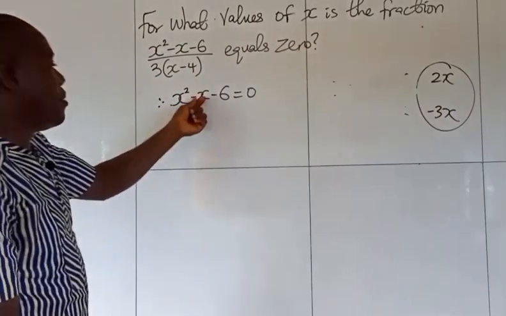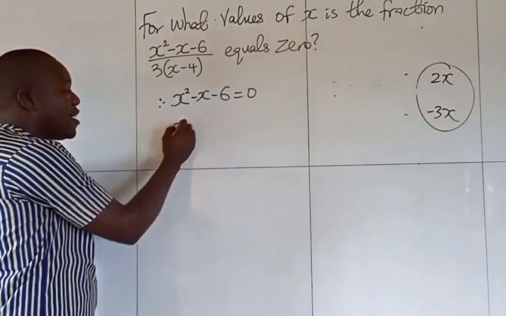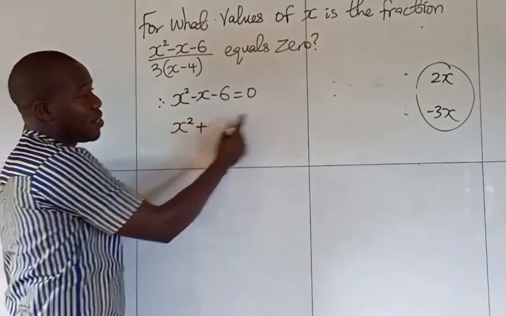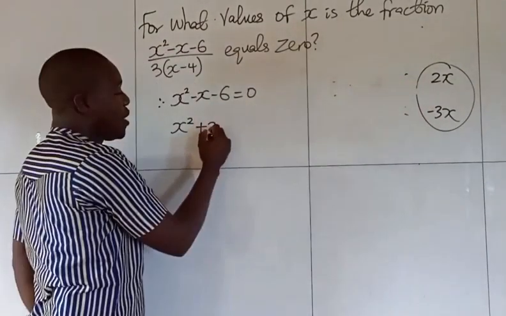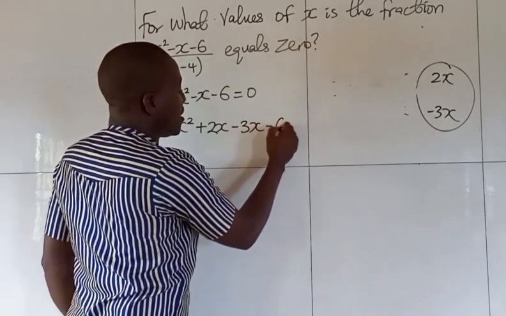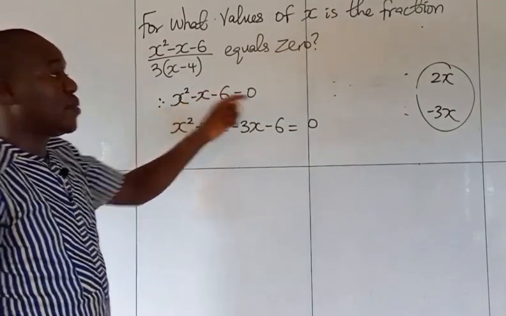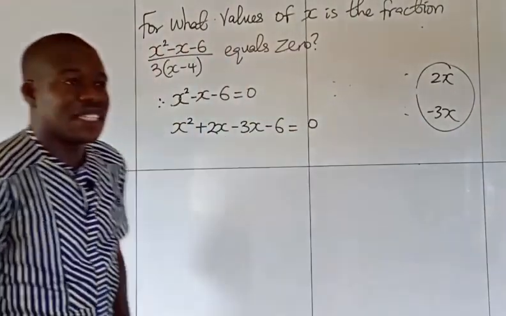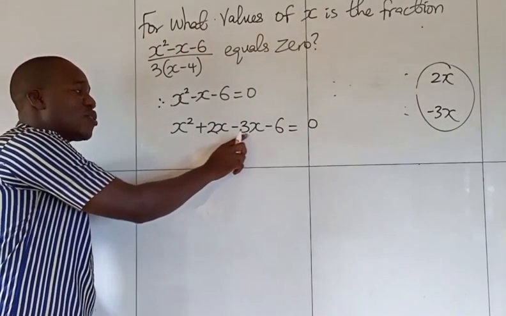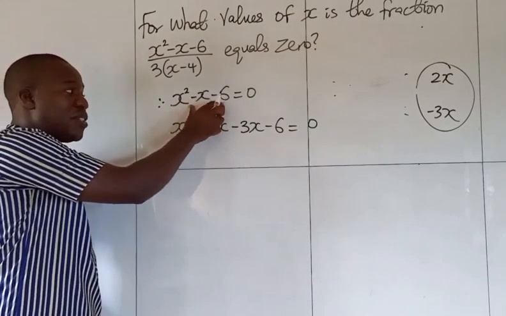So replace the middle term with these two terms. And when we do that, we have x squared plus 2x, then minus 3x, then minus 6 is equal to 0. So what we've done is to replace the middle term with these two terms we've gotten. Of course, we've not changed anything, because when you subtract 3x from 2x, you're going to have minus x. So the equation is still the same thing.